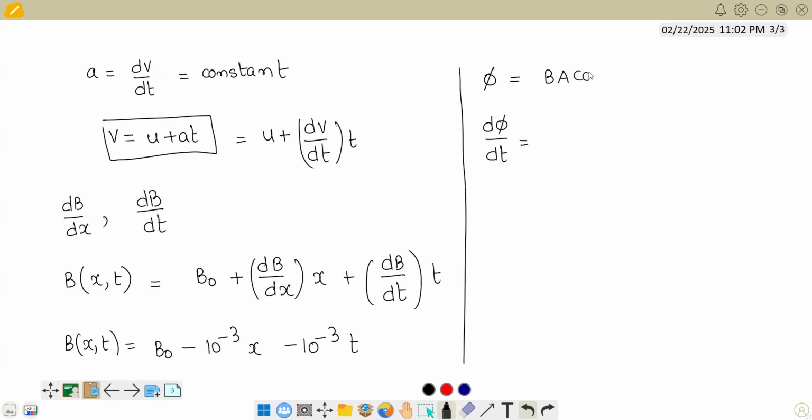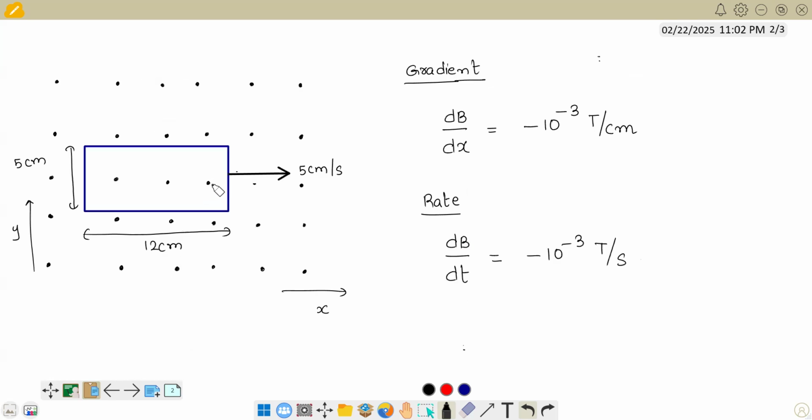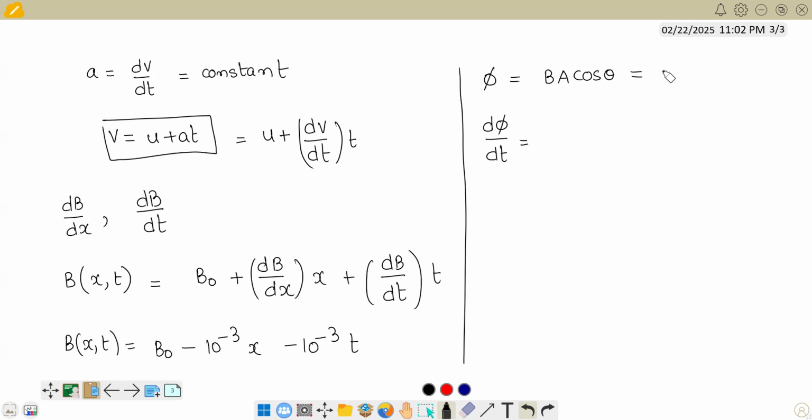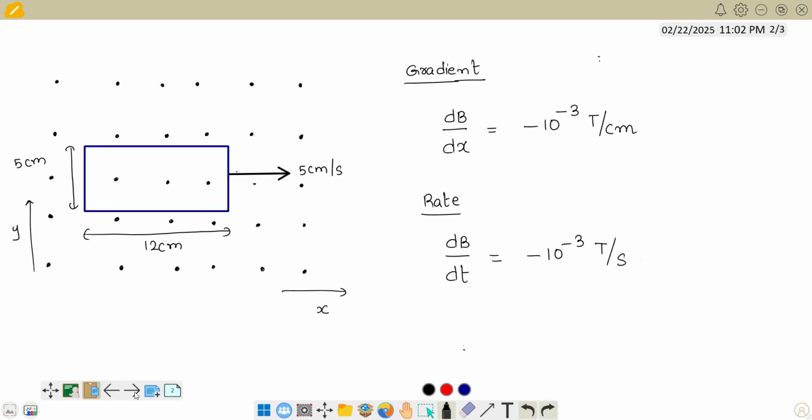Flux is BA cos theta. If you observe the diagram carefully, here theta is 0 degrees, because the magnetic field is in this direction and the area vector is also in the same direction. So it will simply become BA, and the area of the coil is also not changing.